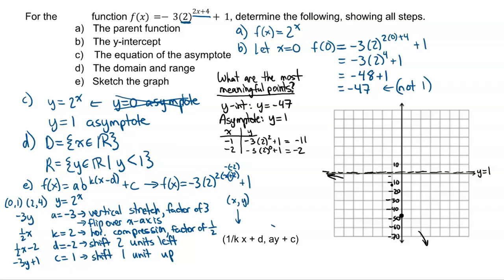So what I can do is label those points on my graph. And you can actually see that that's a lot steeper than I would have originally labeled those curves with. So it's going to go up through those key points. It's going to be a very steep graph like shown. And we can label that with the function f of x equals negative 3 times 2 to the power of 2x plus 4, all plus 1.